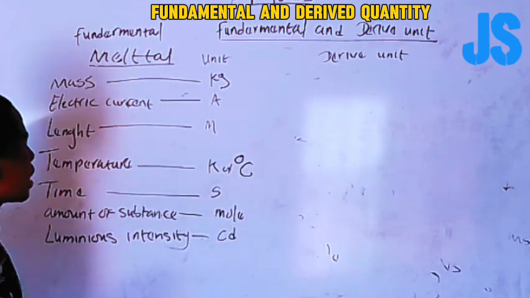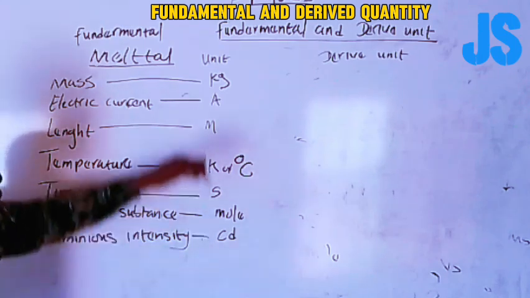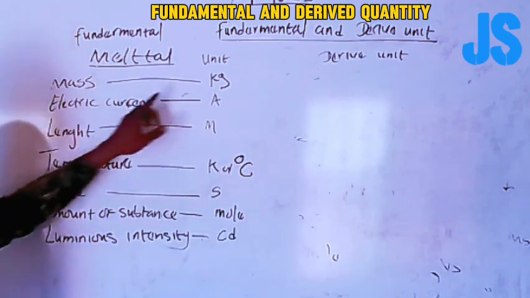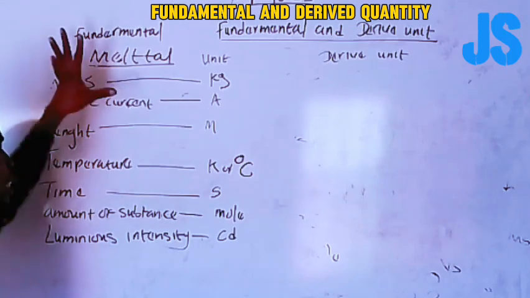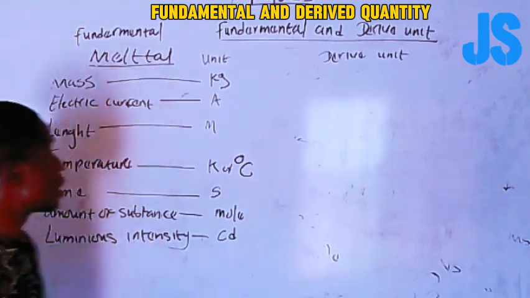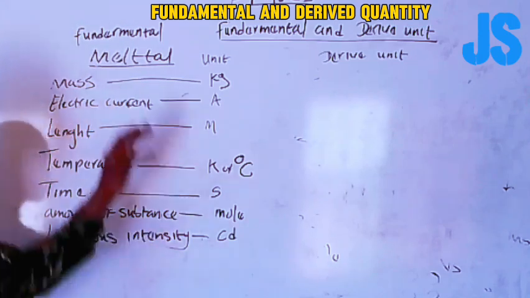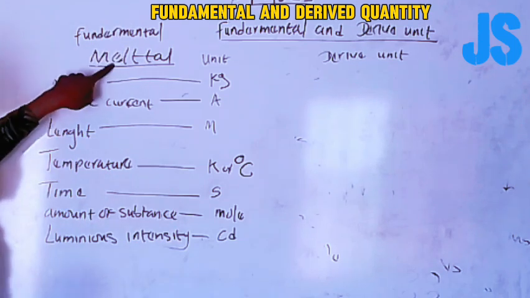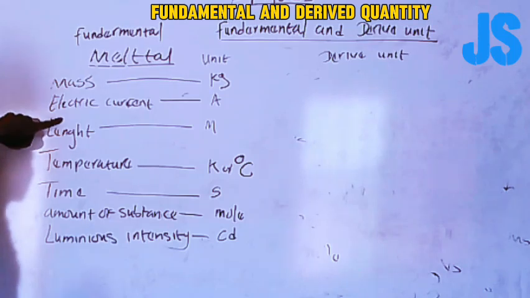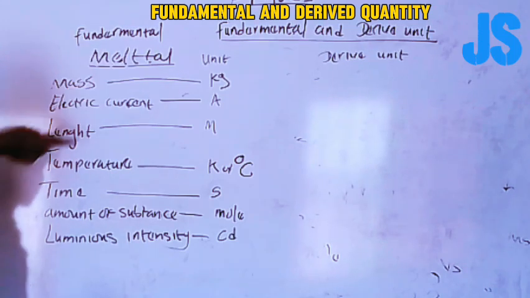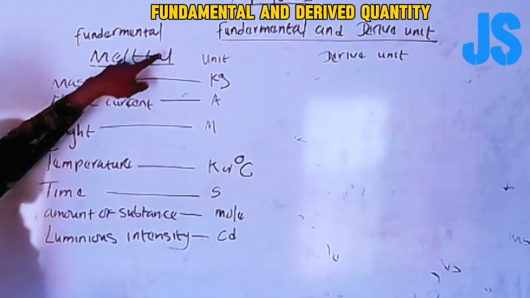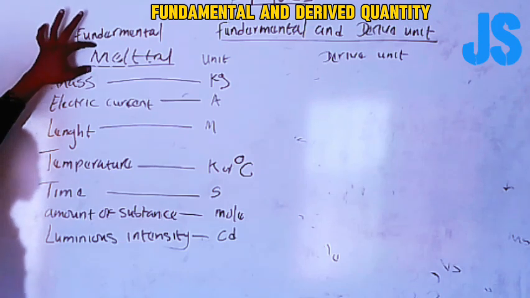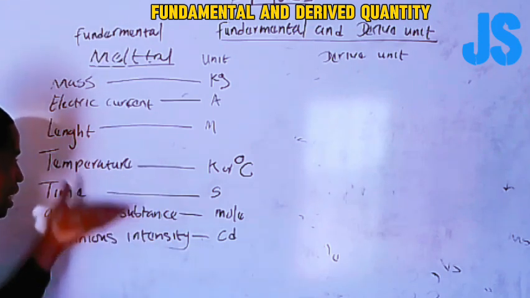Now, in general, you must understand and keep these units in your mind. The mass is this, the electric current is this. These are fundamental units. To understand them very well, just use this acronym: META. M represents mass, E represents electric current, L represents length, T represents temperature, T represents time, A represents amount of substance, and L represents luminous intensity. You can use this acronym to remember what each one means.